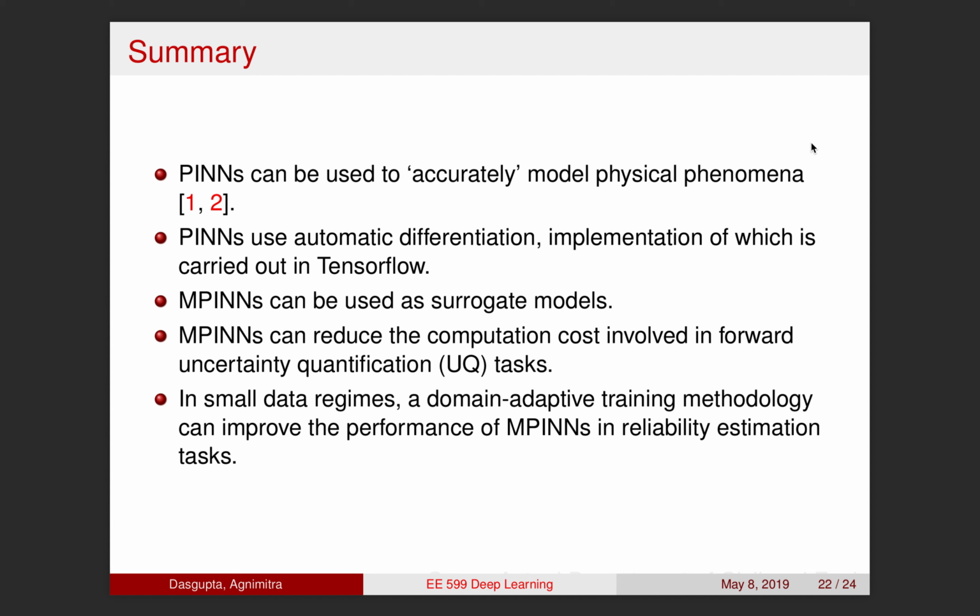Finally, I would like to summarize my talk by saying that physics-informed neural networks are very good at approximating physical processes, and therefore offer promise in reducing computational costs in reliability estimation tasks. More specifically, these physics-informed neural networks can be trained using multi-fidelity data, and therefore can be used in a small data regime. And thirdly, the proposed domain adaptive training methodology can be used to improve the performance of the MPINNs, as I've already shown, for reliability estimation tasks.